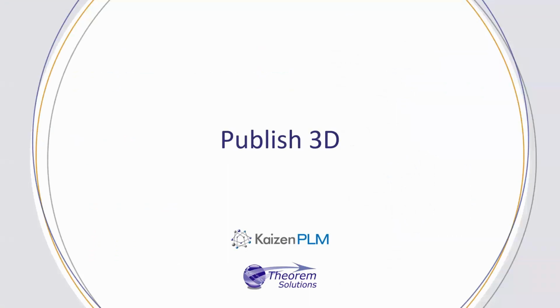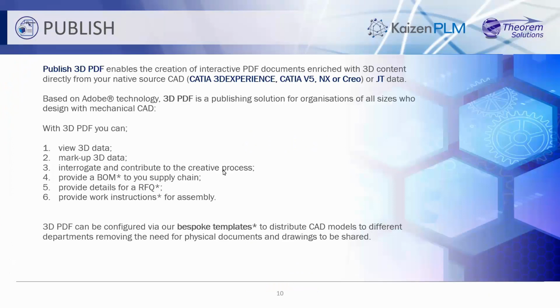So they are the two product brands that I'm not going to cover any more than that today. The one that I'll focus on today is what we call Publish, or Publish 3D. And Publish 3D is around 3D PDF. So it's getting your data into a 3D PDF world. So Publish 3D enables you to create PDFs from CAD, whether that's NX, V5, V6, Creo, or from JT. You can get the data into a 3D PDF file.